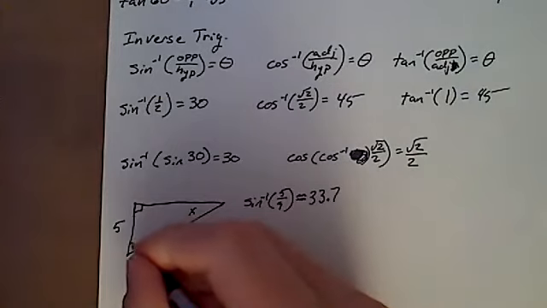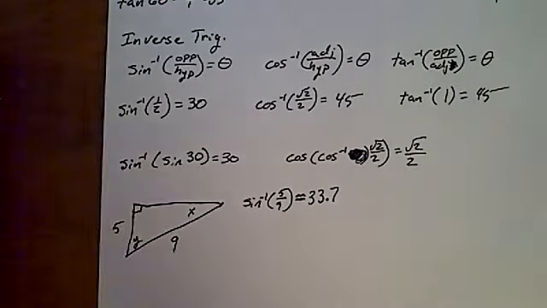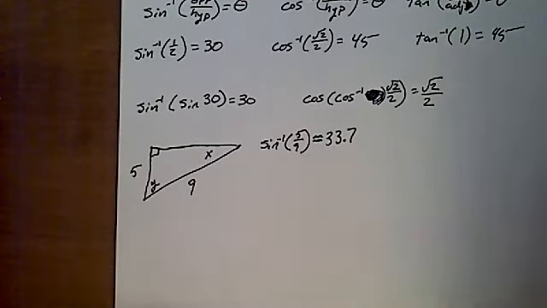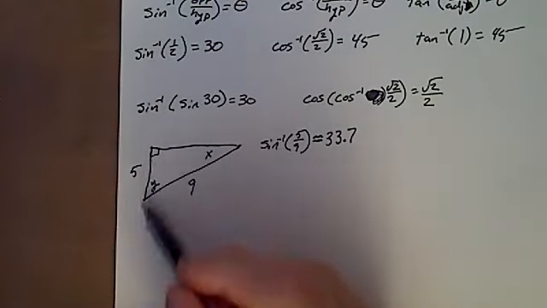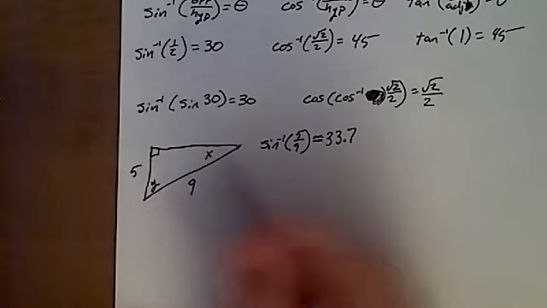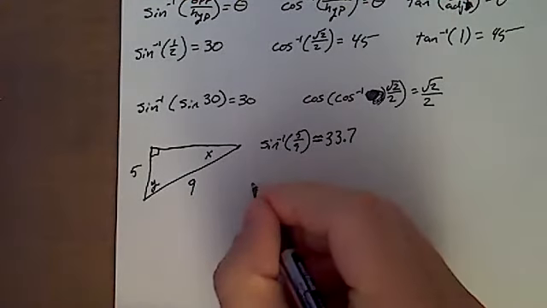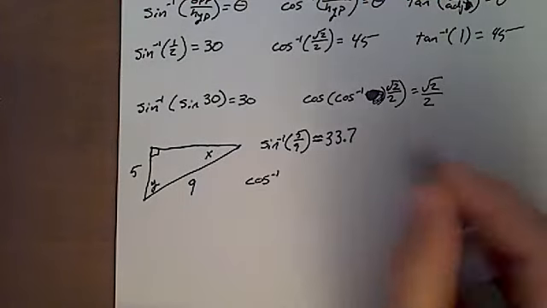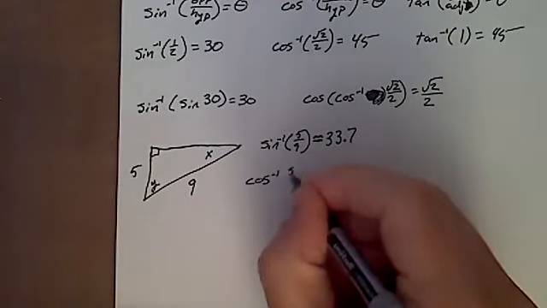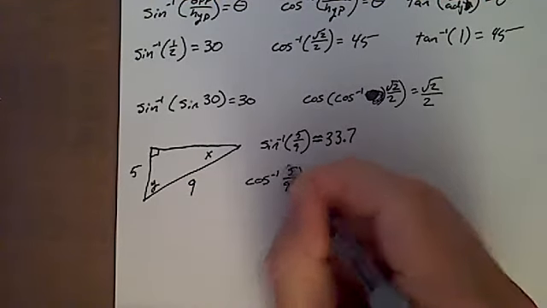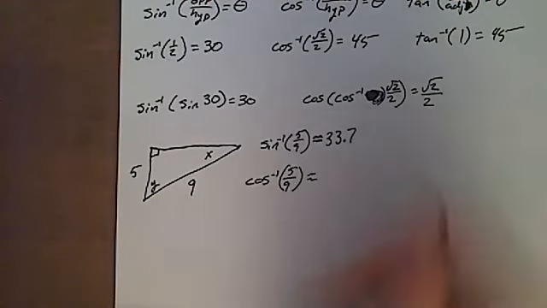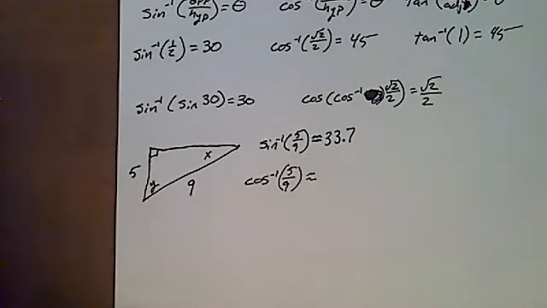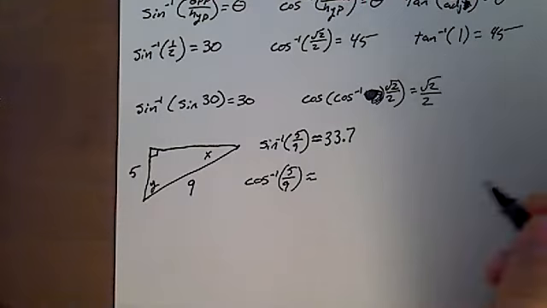Right? What if I also wanted to find this angle down here? Now I have the adjacent and the hypotenuse, right? So I could do the cosine inverse of the adjacent over the hypotenuse. Cosine inverse of 5/9 is about 56.3.